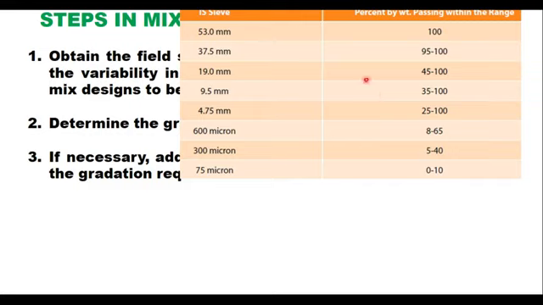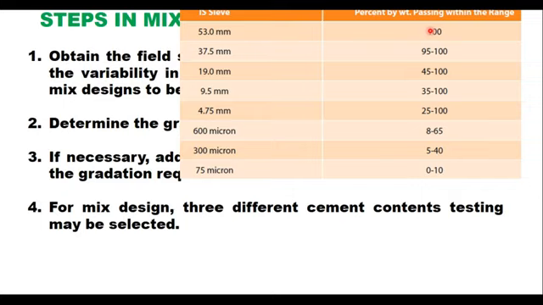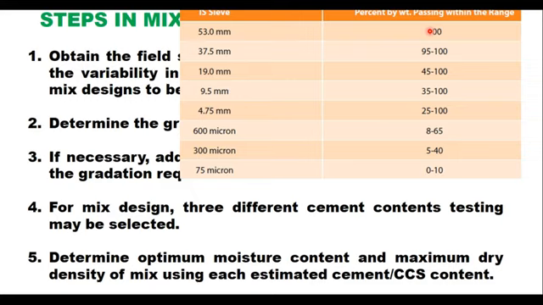And I told you that the maximum size of aggregate should be 53 millimeter, and it should conform to the grading as given here. The fourth step is for mix design, 3 different cement contents may be selected. So you design the mix for 3 trial cement contents. Determine the optimum moisture content and the maximum dry density of mix using each cement content.